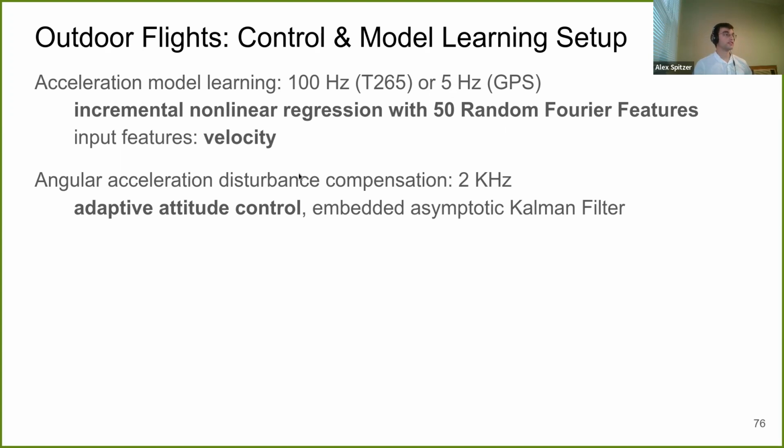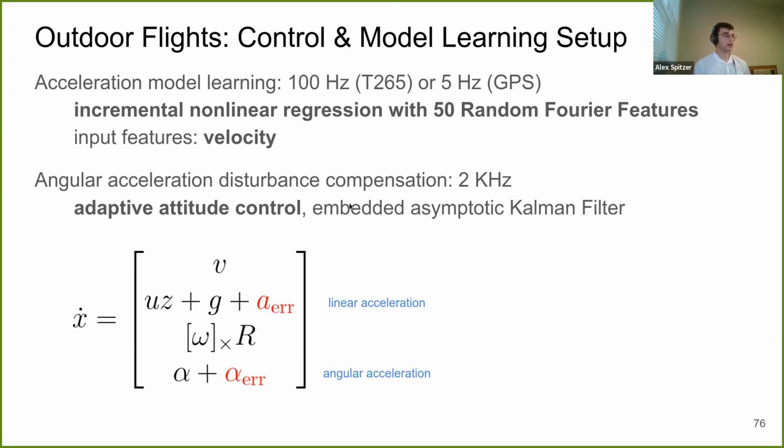Also, we are using an angular acceleration disturbance component that I didn't talk about in this presentation, but you can read more about in the thesis. This is running at 2 kilohertz on the embedded firmware, and we implement it as an asymptotic Kalman filter that estimates the angular disturbance. So to summarize what's happening in the dynamics, we've added these 2 extra components: a correction to the acceleration, a sub air, and a correction to the angular acceleration, alpha sub air.